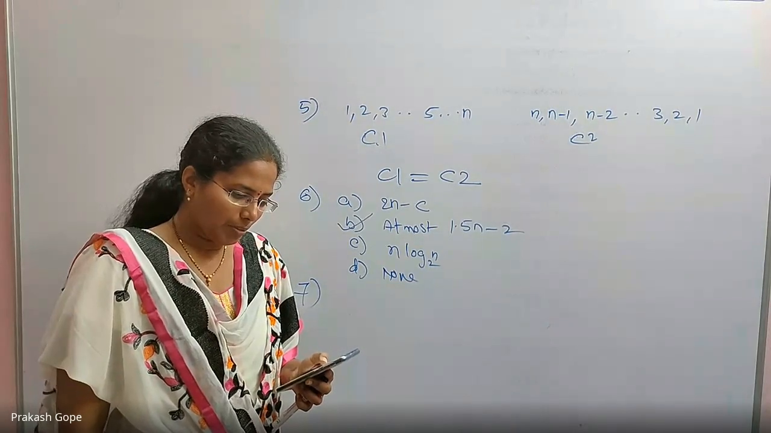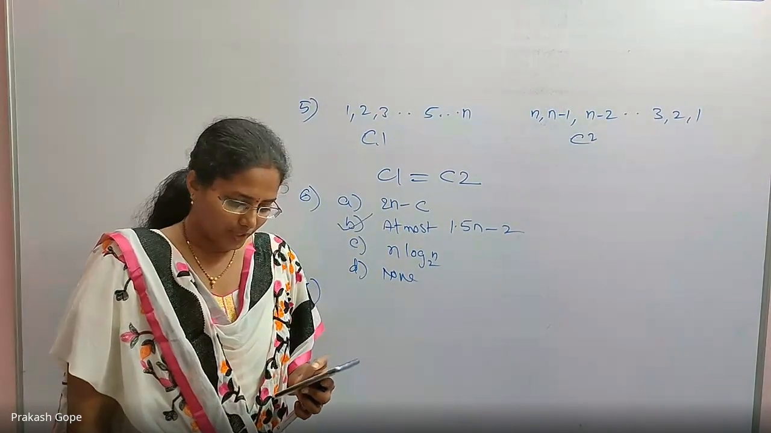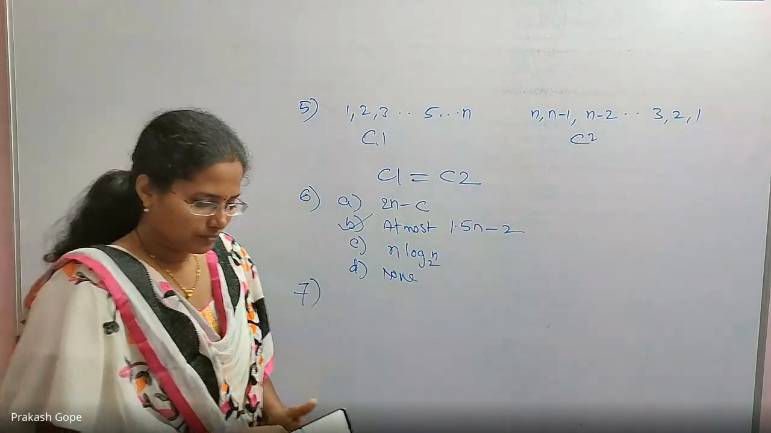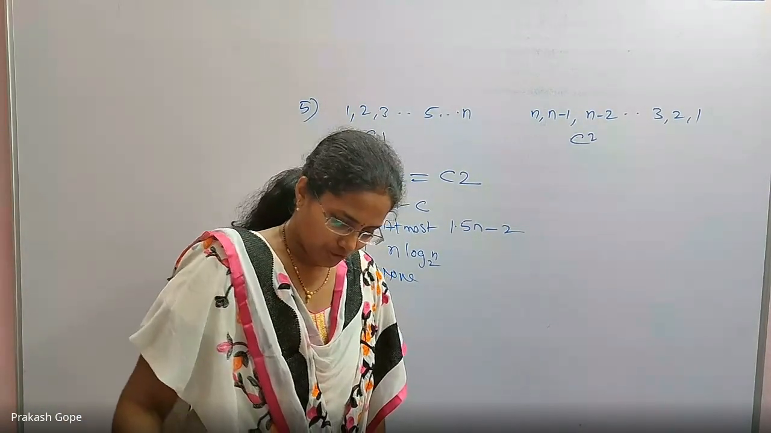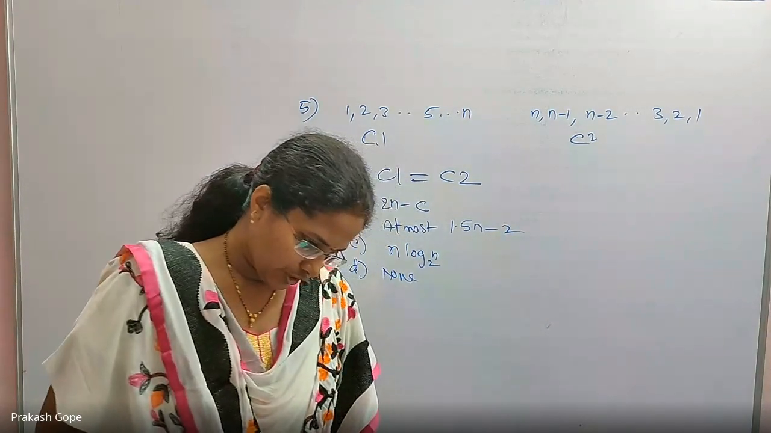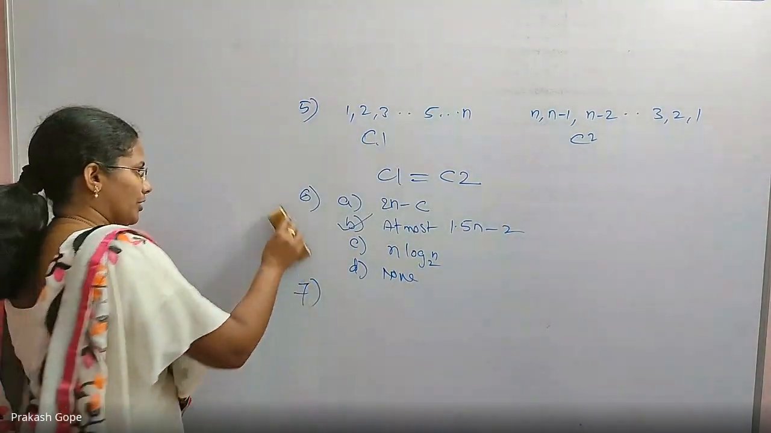Let Tn be the number of comparisons required to sort n elements, then the recurrence relation is given. Tn is the number of comparisons needed to sort n elements.